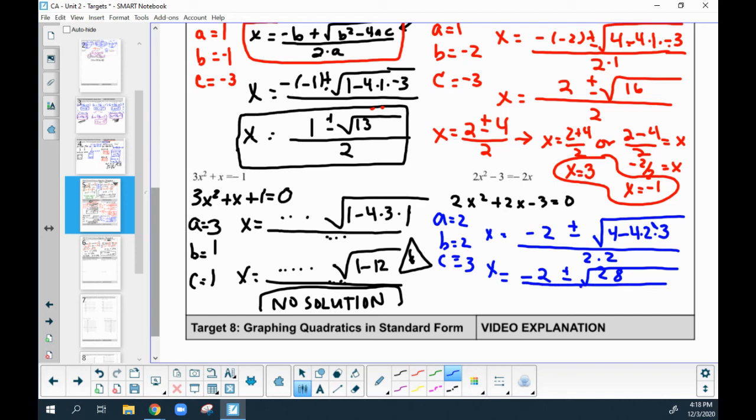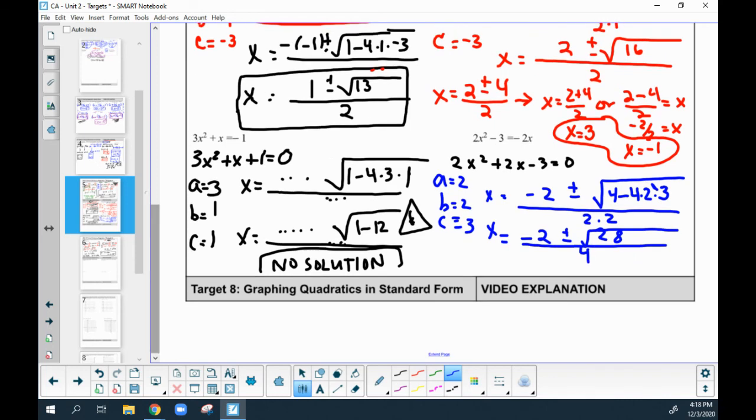All over 4. Need a little bit more room. Let me scroll a little bit here. So let's just ignore this word, please. All right, so coming down below. Negative 2 plus or minus the square root of 28 all over 4.